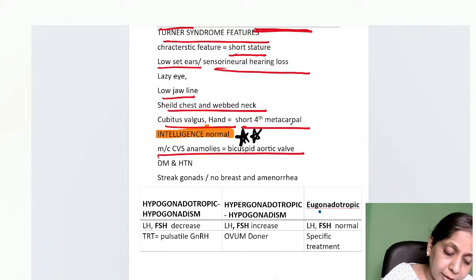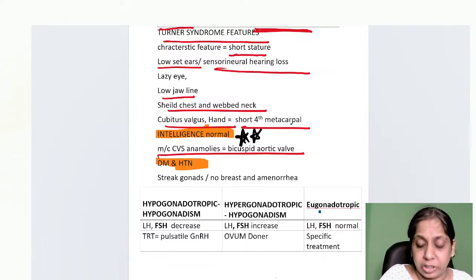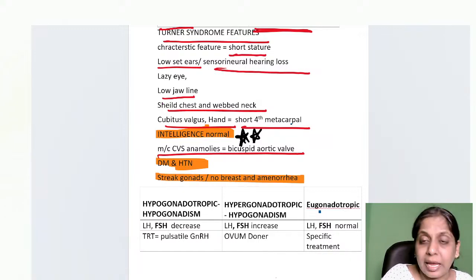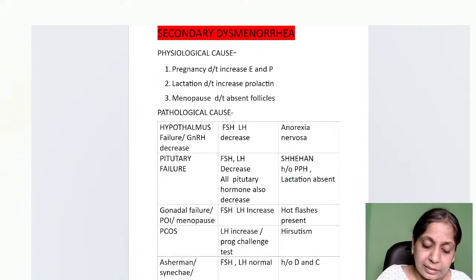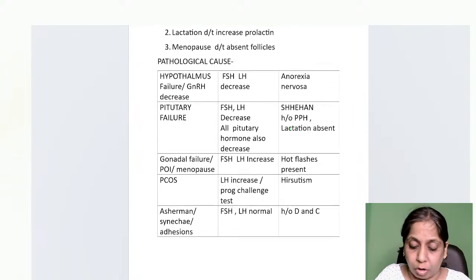Another problem is diabetes and hypertension in them. They have three gonads and no breast and amenorrhea. Okay, so that's it. Secondary dysmenorrhea, we have different causes.